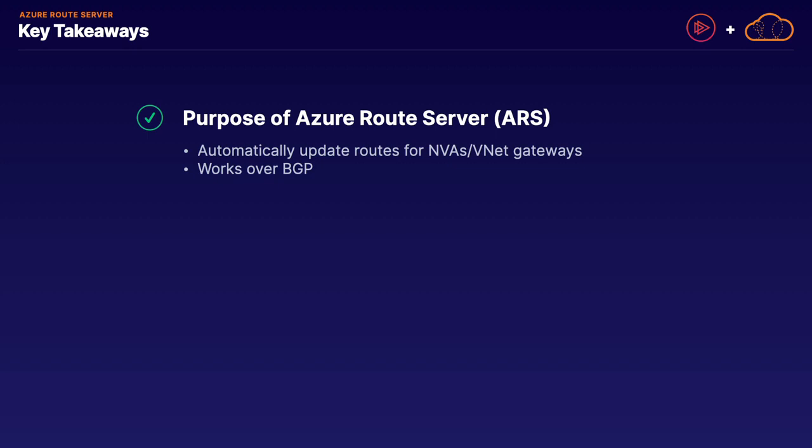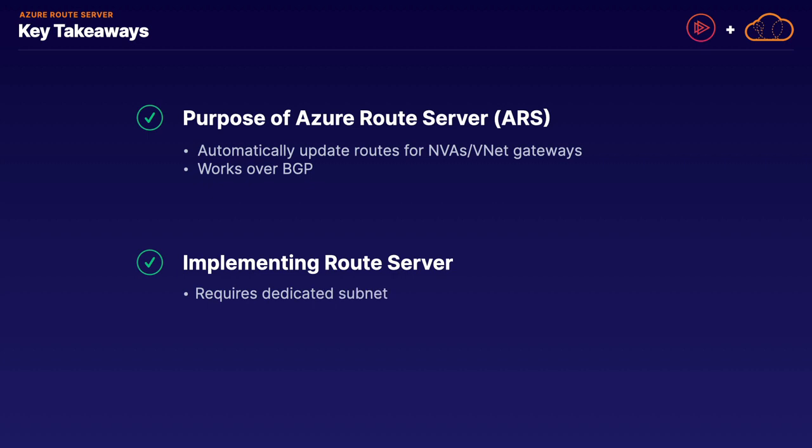We then covered the high-level overview of implementing a route server, which includes creating a dedicated subnet with a specific naming scheme of route server subnet, from which we will then create a peering connection over BGP between route server and our virtual appliance. That's going to go ahead and wrap up this lesson. Let's go ahead and move on to the next one.